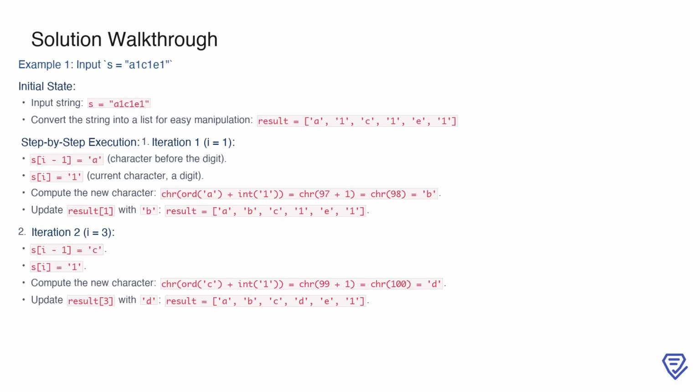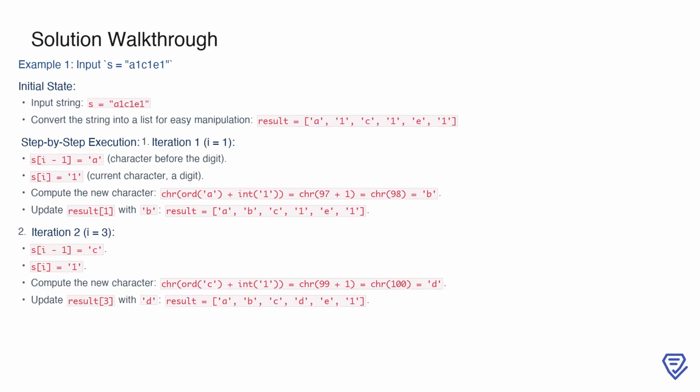To solve this problem, we start with the input string s equals a1c1e1. Since strings are immutable in Python, we first convert the string into a list named result for easier manipulation. This gives us result equals a, 1, c, 1, e, 1. Now, let's process each digit in the string one by one.